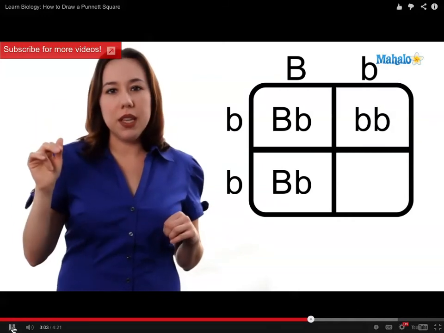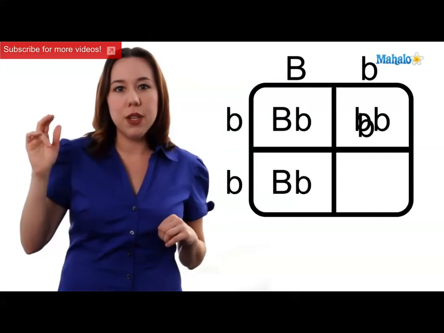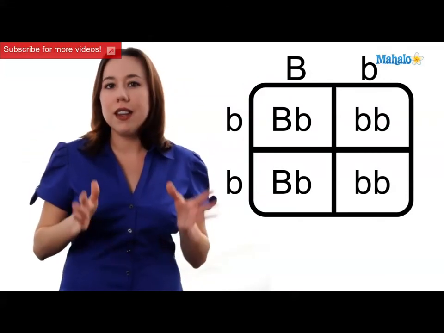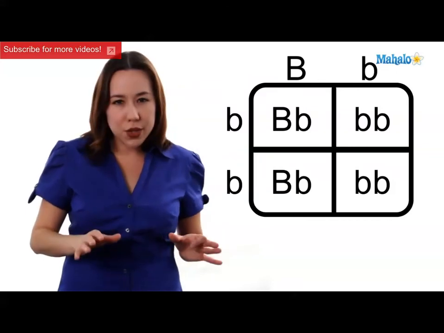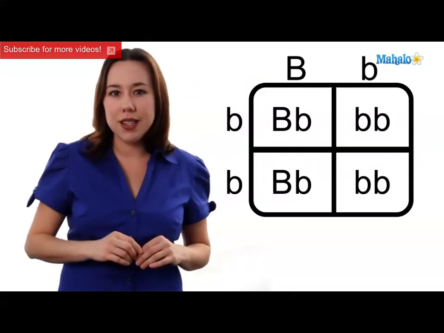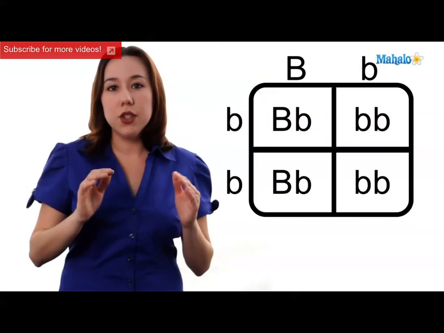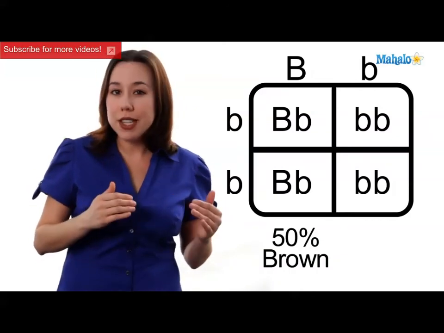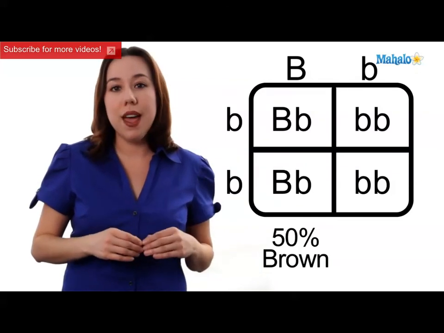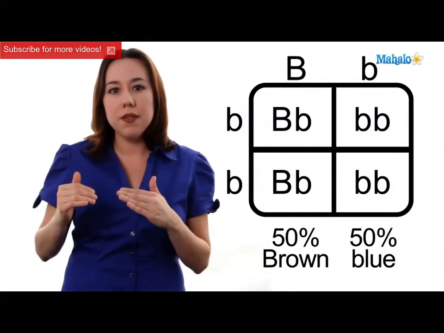Little b, and our bottom right square, we have little b. Probability of getting an offspring with what kind of eye color? Now remember, each of those squares is going to be 25%. So, we have a 25 plus 25 or 50% chance of getting an offspring with brown eyes. And we have a 25 plus 25, 50% chance of blue eyes.